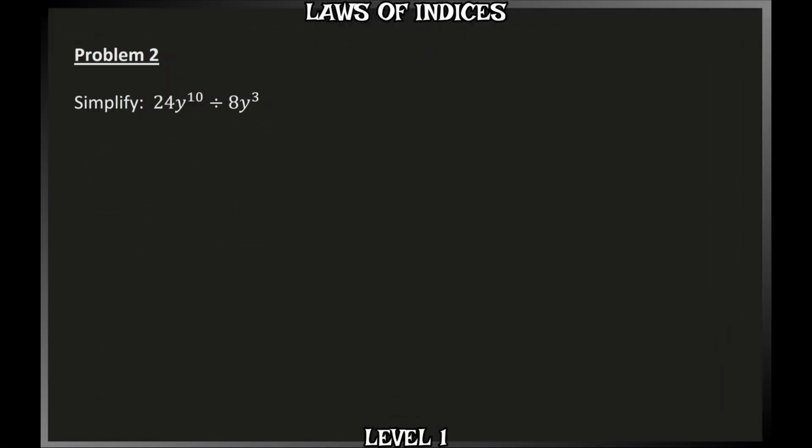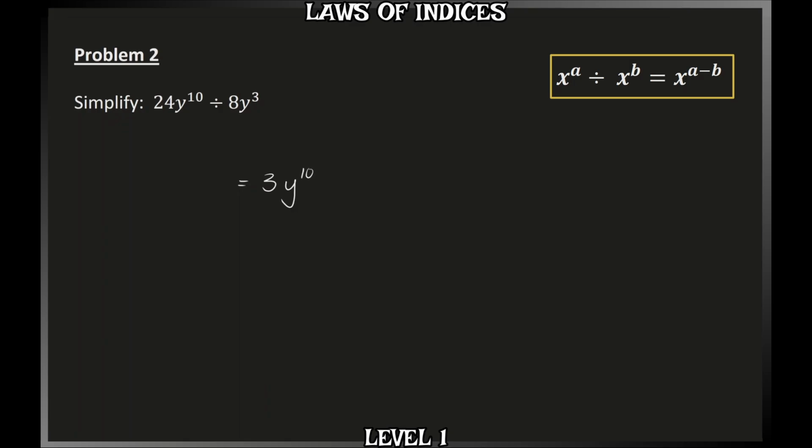In problem 2, we're simplifying 24y to the power of 10 divided by 8y to the power of 3. To do this, we're going to use this law, which tells us that when we divide indices, we subtract the powers. Starting with 24 divided by 8, that gives us 3. And then y to the power of 10 divided by y to the power of 3 becomes y to the power of 10 minus 3. Since 10 minus 3 is 7, we'll have our final answer, which is 3y to the power of 7.